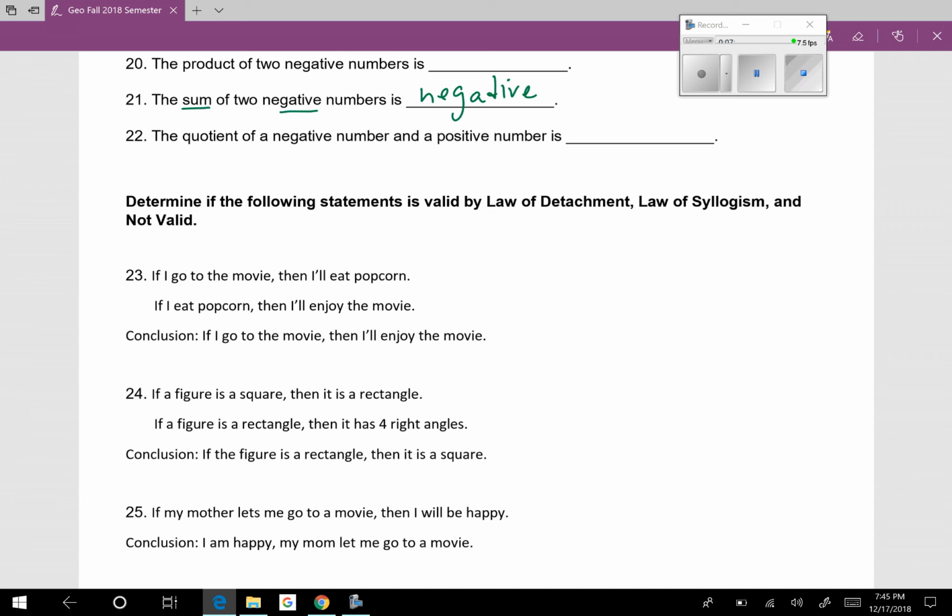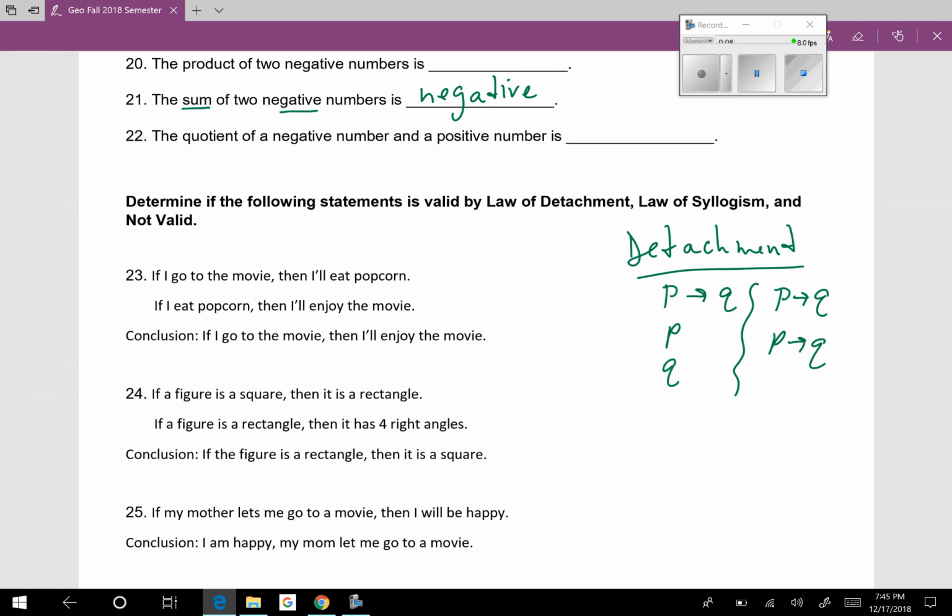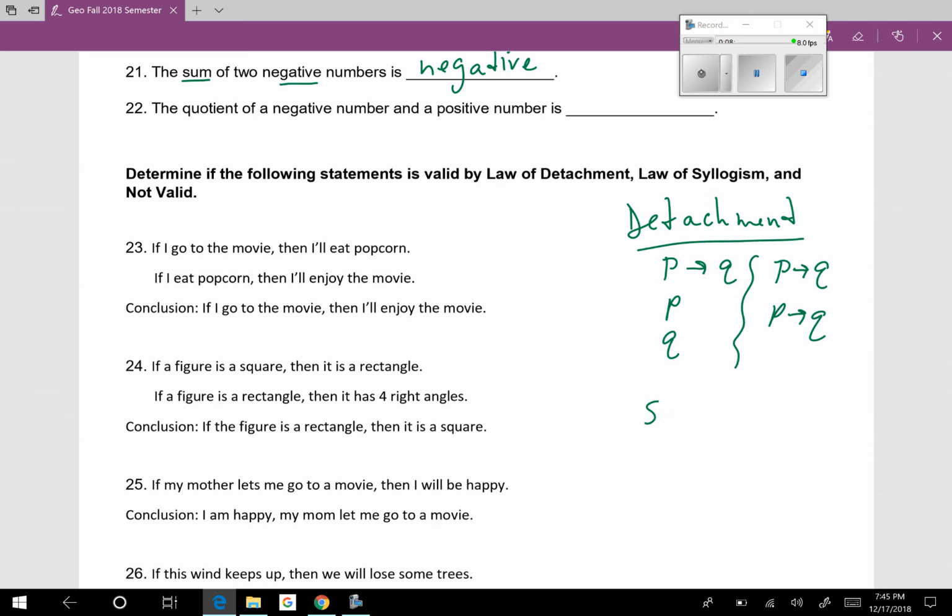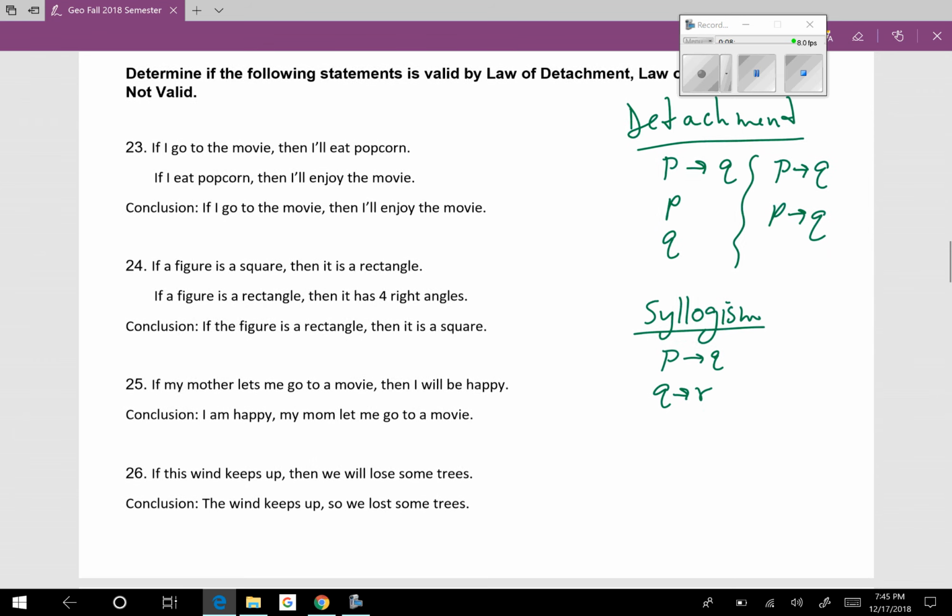Okay, detachment, syllogism, are not valid. Detachment, remember it goes P, then Q, P, and then Q. It's got to go in that order. Okay, sometimes you'll see it like this, P, then Q, P, then Q. As long as they go in the right order, you're good. Syllogism, again, is if P, then Q. If Q, then R, then you could conclude P, then R.